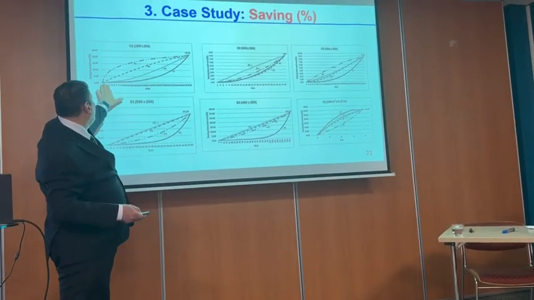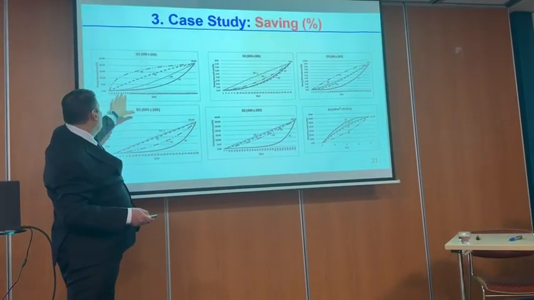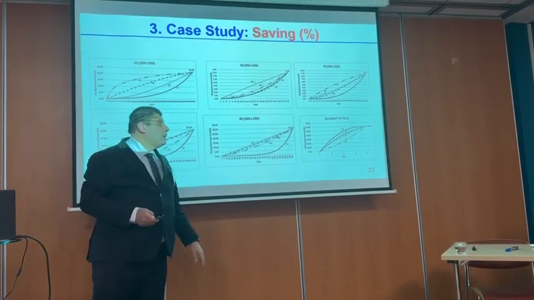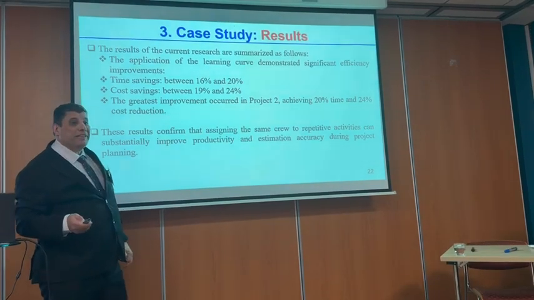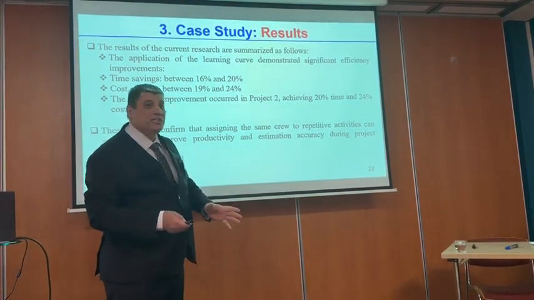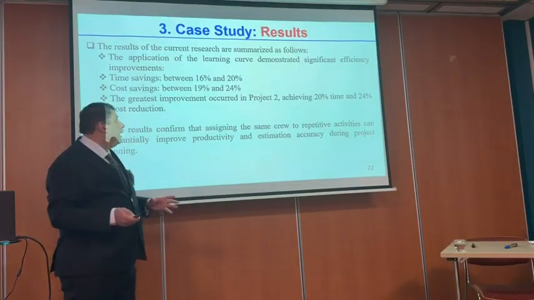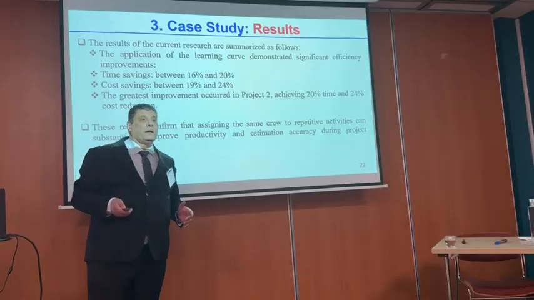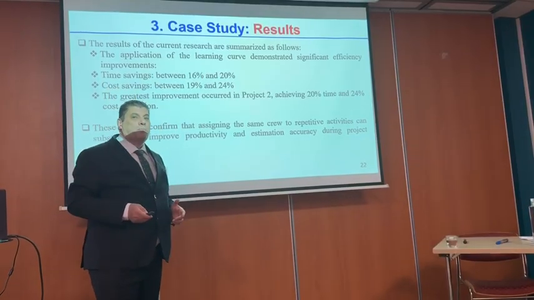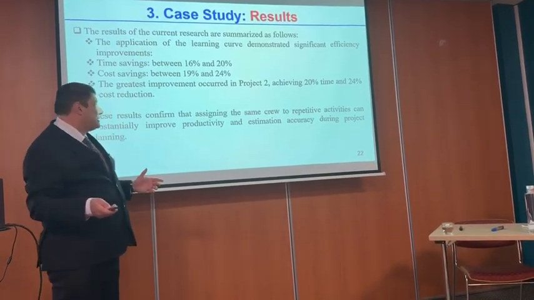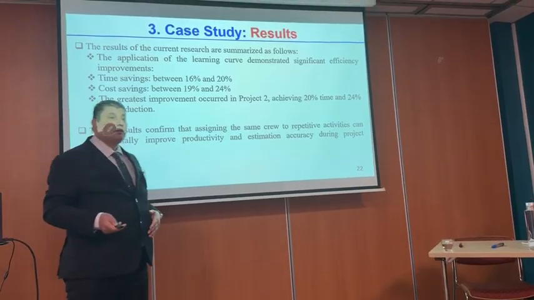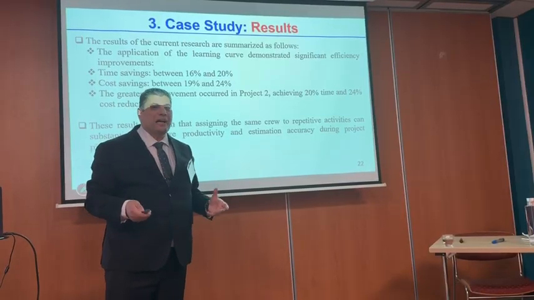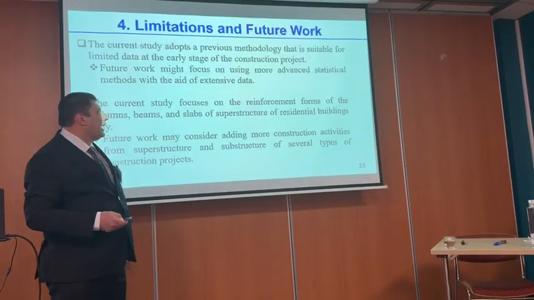This is the saving for column 1, 2, 3, beam 1, beam 2, beam 3, and slab. As a result, the saving you can get for time is between 16 to 20%, and for cost 19 to 24%. And it looks like project 2 is the best project. Why? Because its condition is the best. And accordingly, these results will help the owner to understand how much the saving in cost and time is.